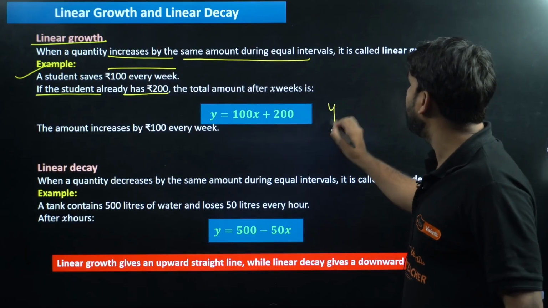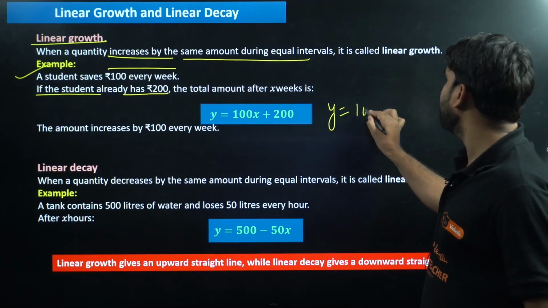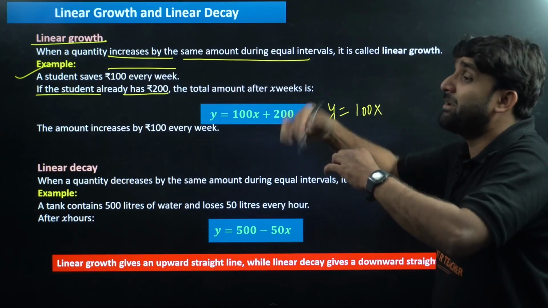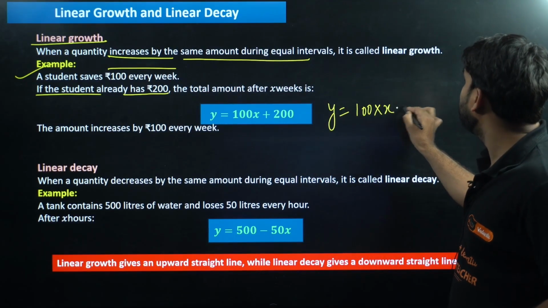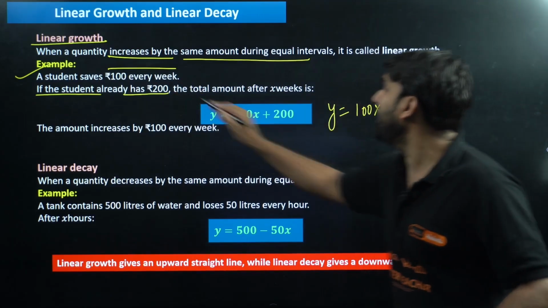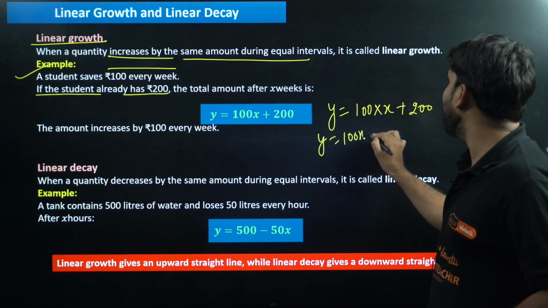So we can write here: the total amount that he will have after some weeks will be equal to 100 into the number of weeks, because 100 rupees is increasing every week. So 100 into x, plus he already has 200 rupees, so this is 200. So y is equal to 100x plus 200.